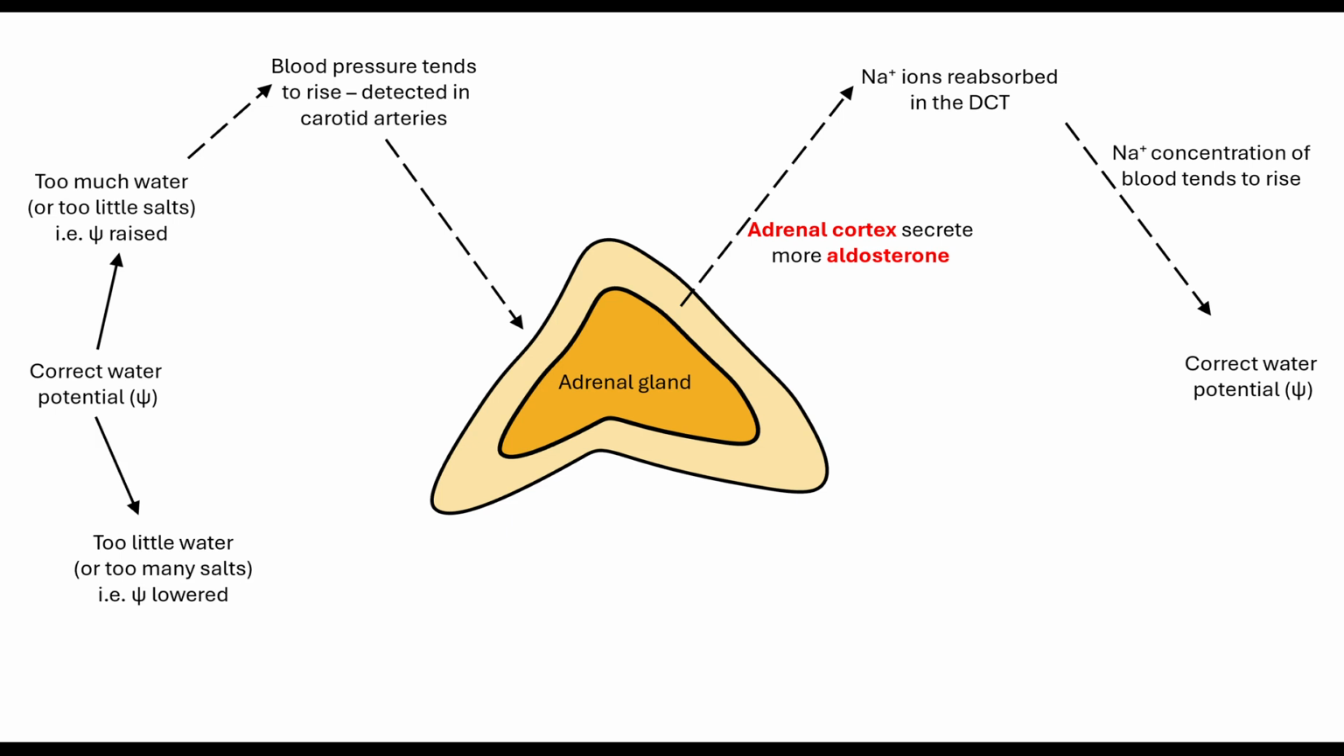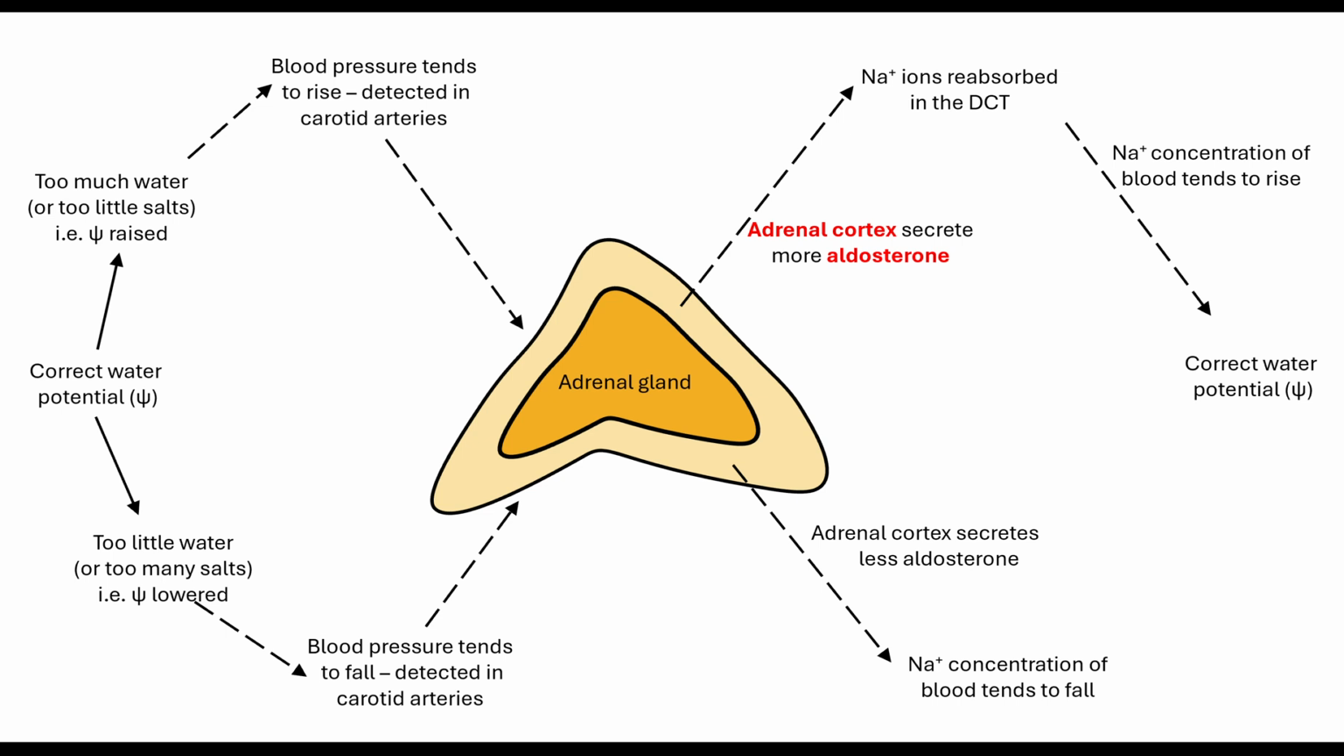If we go the opposite way, if we've got too much salt and too little water, we lower our water potential. Our blood pressure is going to then fall. That's going to be detected. The adrenal gland is going to be signaled to release less aldosterone. If less aldosterone is being secreted, our sodium concentration in the blood tends to fall because we will excrete it, and therefore we maintain that correct water potential.